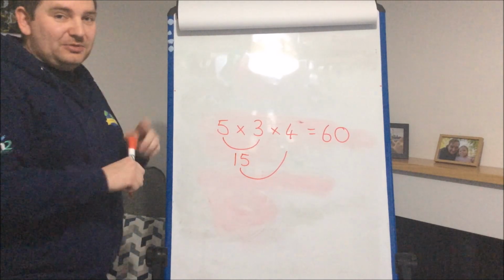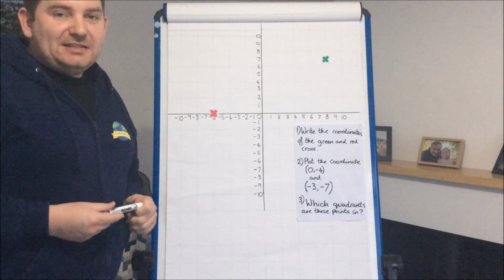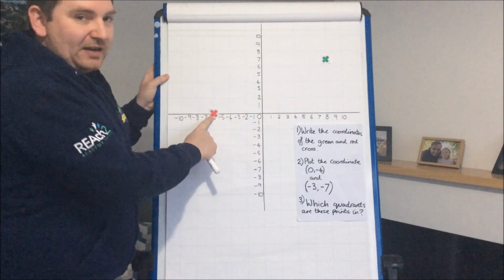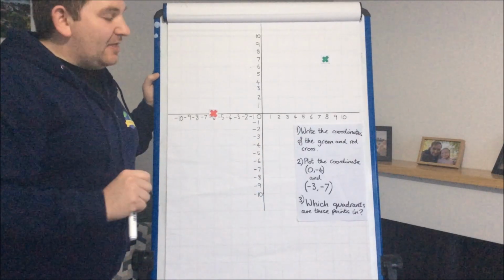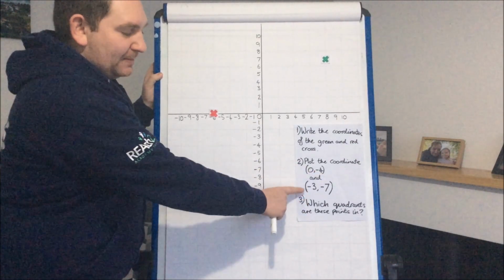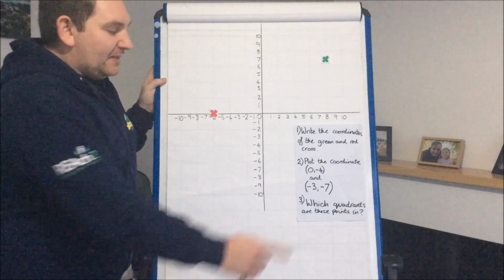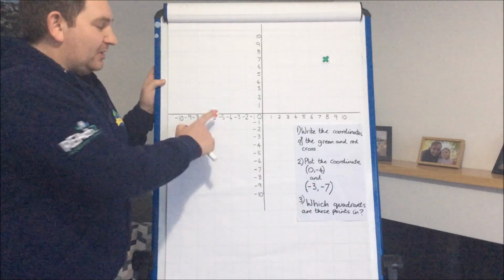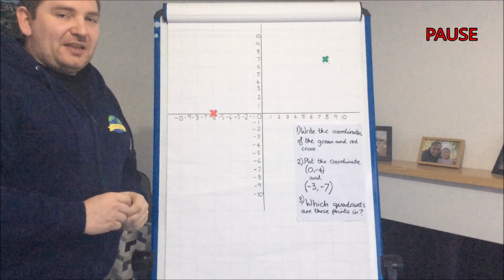Okay, let's move on with our actual learning for today. Right then, let's get started. We're going to have a little refresh of what we did yesterday to make sure that we can remember exactly what we are doing. So, as you can see, there is a green cross over here and a red cross here. So the first thing I would like you to do is write down the coordinates of the green and the red cross. Then, I would like you to plot the coordinate 0, -4, and I'd like you to plot the coordinate -3, -7. Have a go at thinking where it would be. And then finally, I'd like you to think about which quadrants all of these points are in. So you'll have the red point, the green point, and the 2 points that you do here. Which quadrants are they in? Pause the video and have a think now.